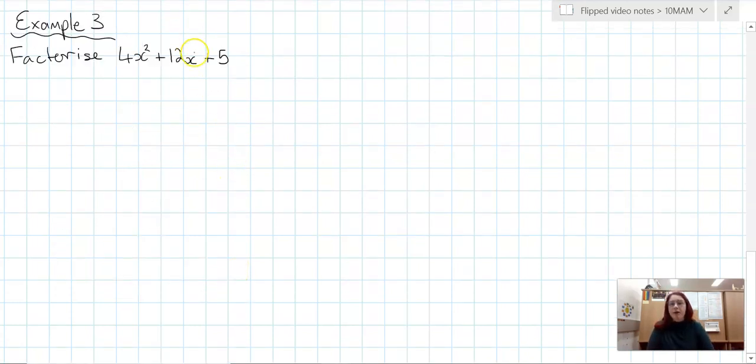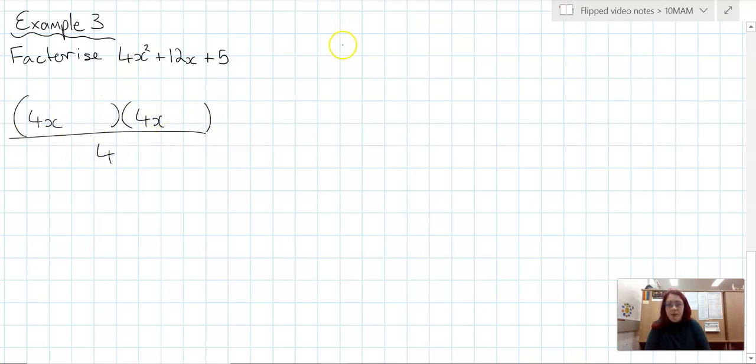So this time we've got 4x squared plus 12x plus 5. So we've got 4x divided by 4. Our value of AC is going to be 4 times 5, which is 20. We need factors of 20 that are going to add to 12. Well, I can see already it's going to be 10 and 2. Yeah, because everything's positive. So we're going to have a 10 here and a 2 here.